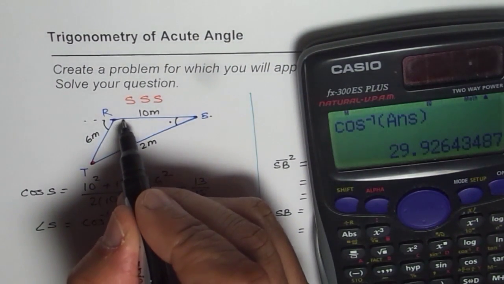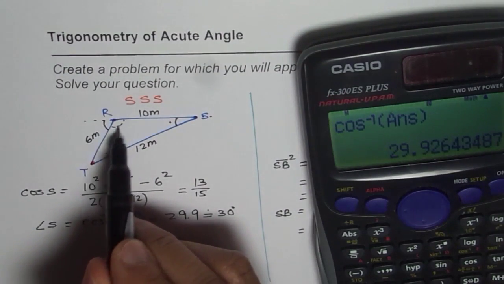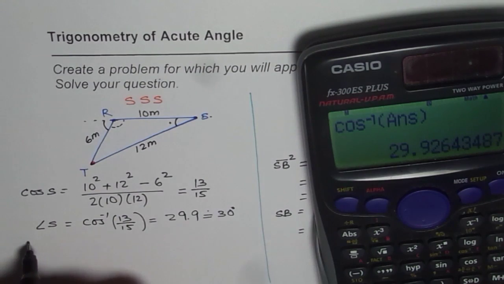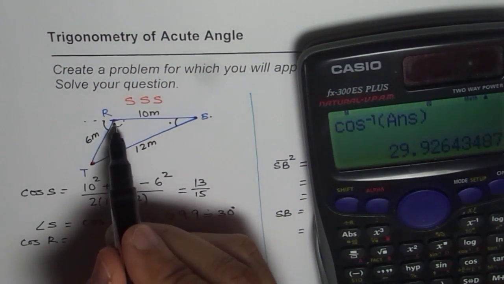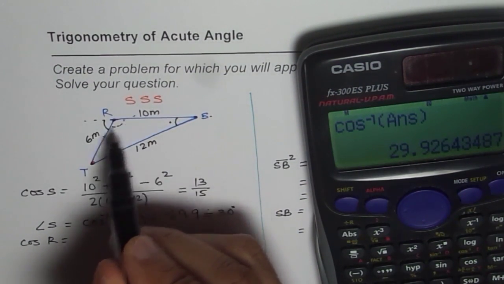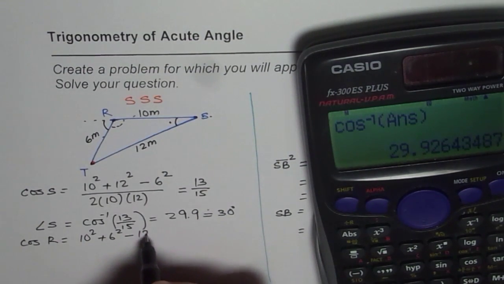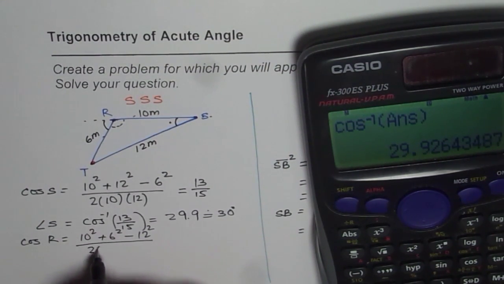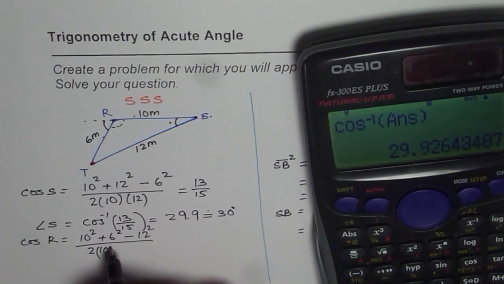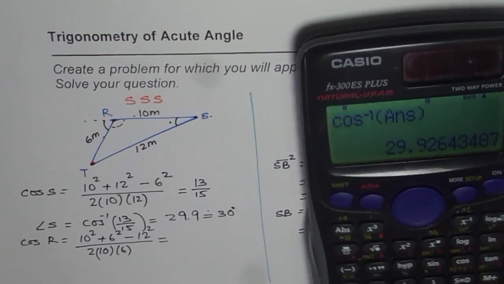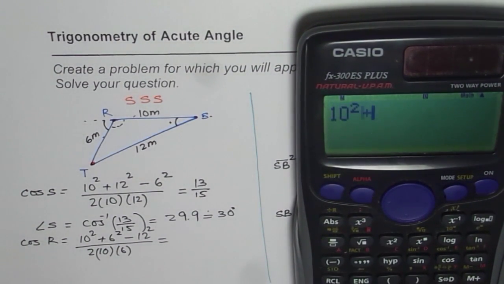Similarly, you can find this angle also. And remember, the angle which we need is 180 minus that, correct? So I can now write angle R: cos of R equals, when you're looking for that angle, you have to use the two sides which are adjacent to R, right? So we have 10 square plus 6 square minus the opposite side, 12 square, divided by 2 times the adjacent sides, 10 and 6. Let's find this out: 10 square plus 6 square minus 12 square, divided by, within brackets, 2 times 10 times 6.